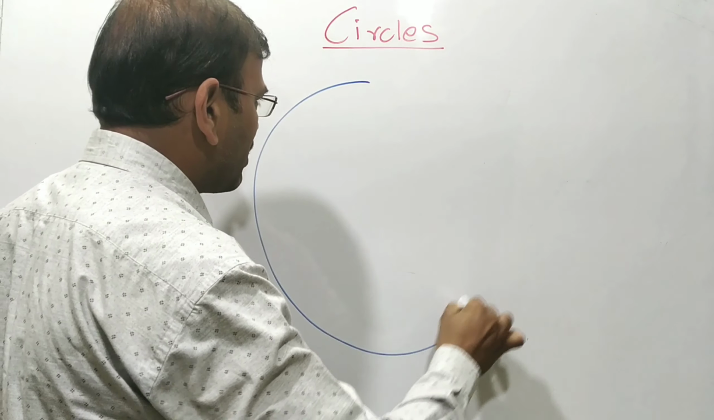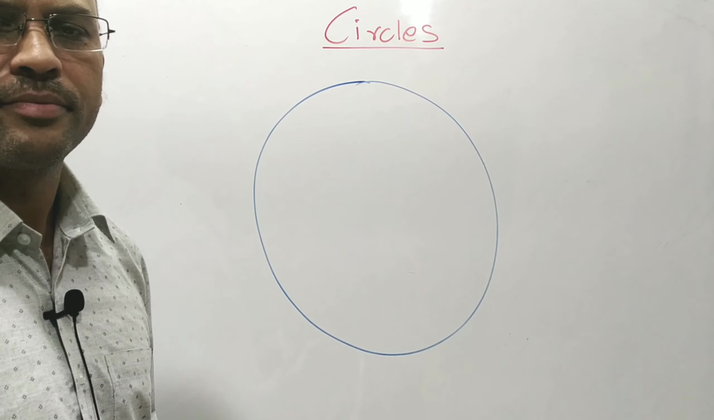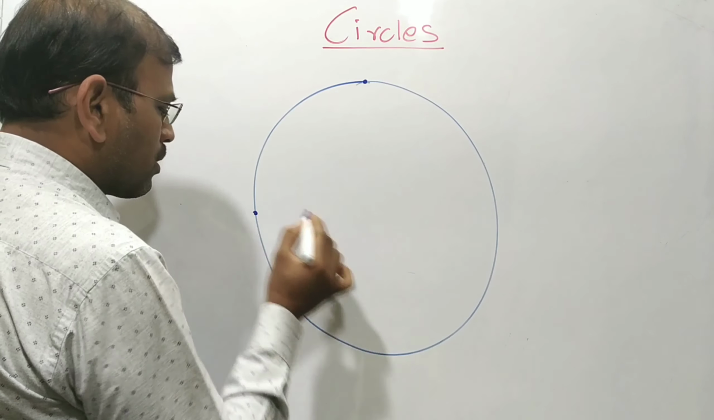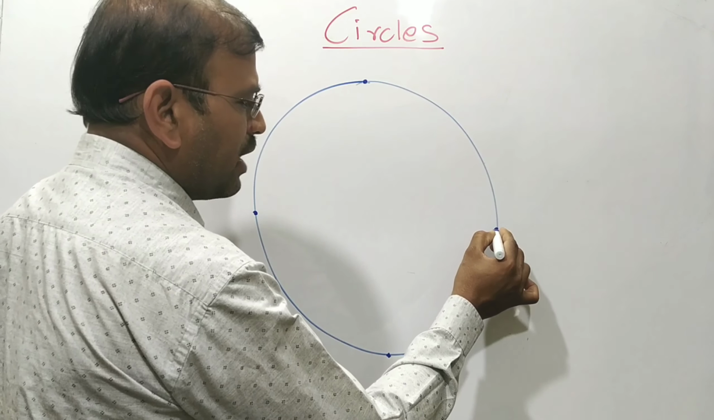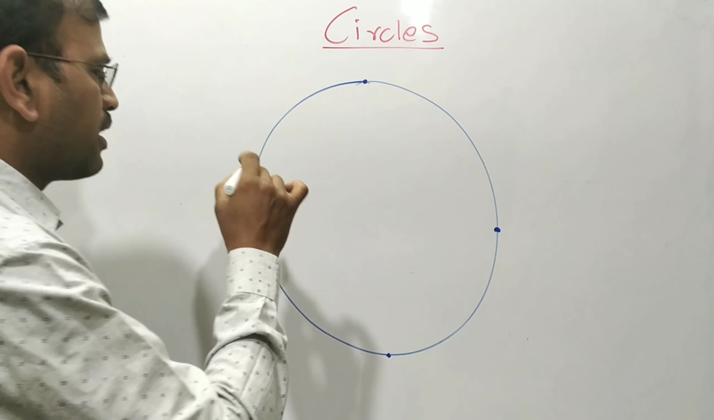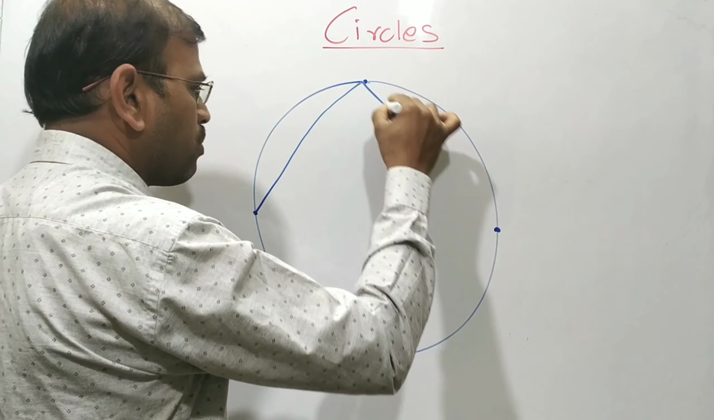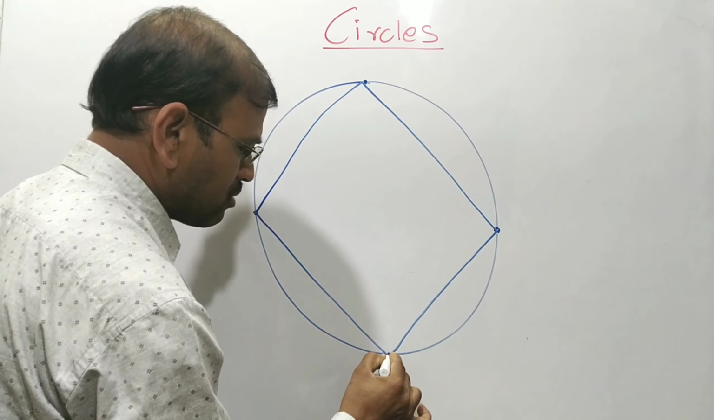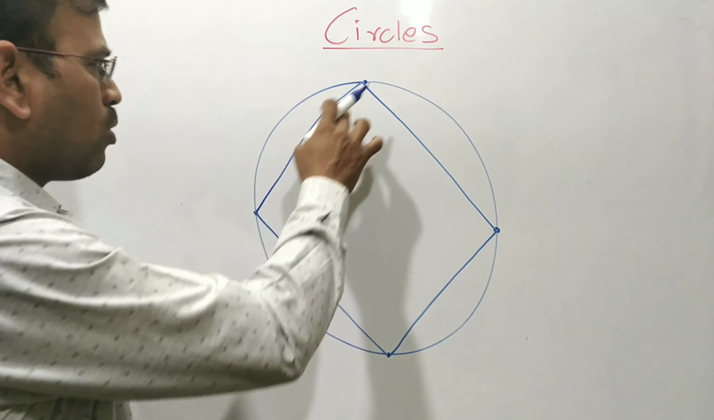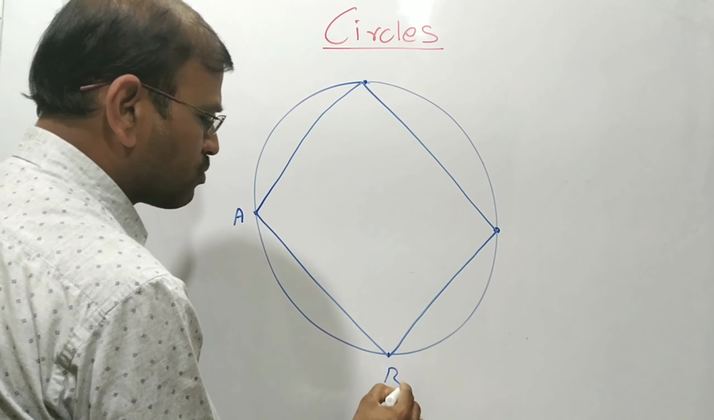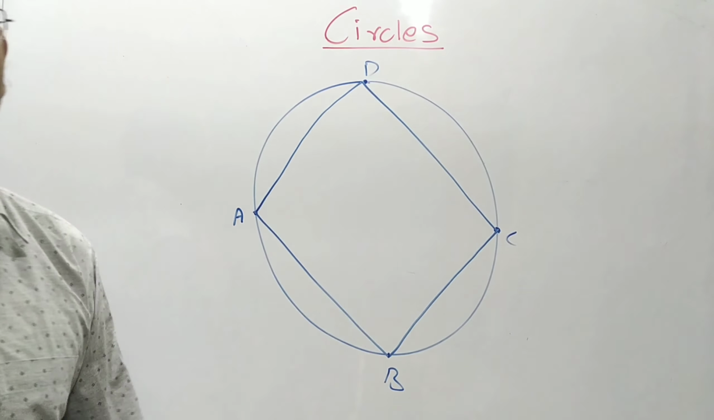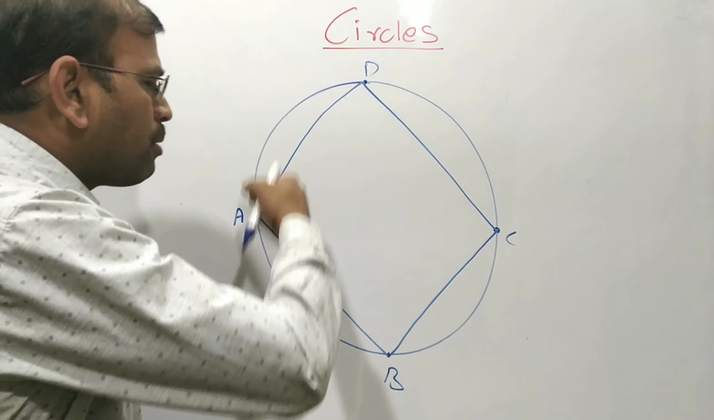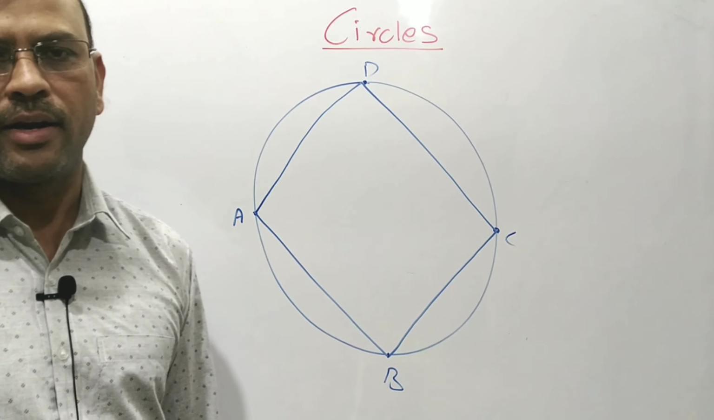Now, for example, I will consider this is the circle. On the circle, I am going to plot 4 points. Anywhere you can plot them. I am joining these 4 points, and I will give the names of these 4 points as A, B, C, D. This type of diagram we call a cyclic quadrilateral.